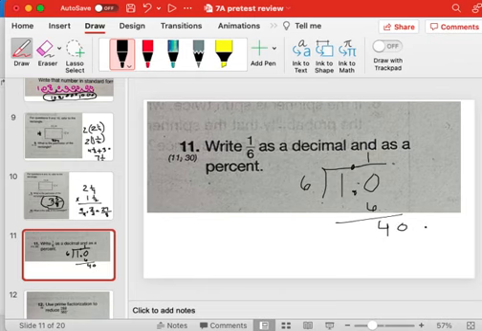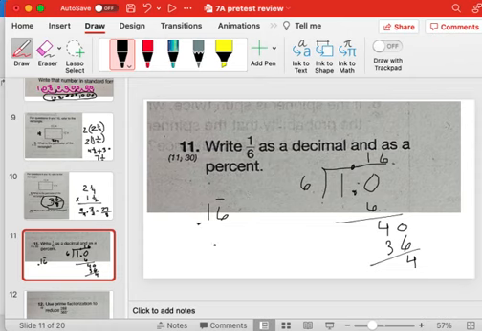6 into 40 goes 6 times. 6 times 6 is 36. And we bring down 4. So that's just going to repeat, bless you. That's just going to repeat, isn't it? So it is 0.16 with the repeating over the 6, isn't it? 0.16 repeating. Okay, so now how am I going to write that as a percent?